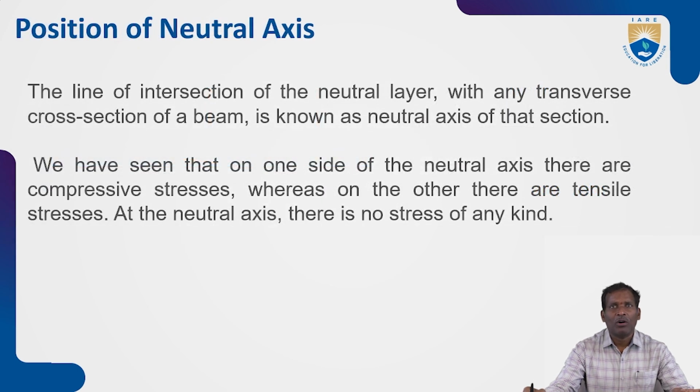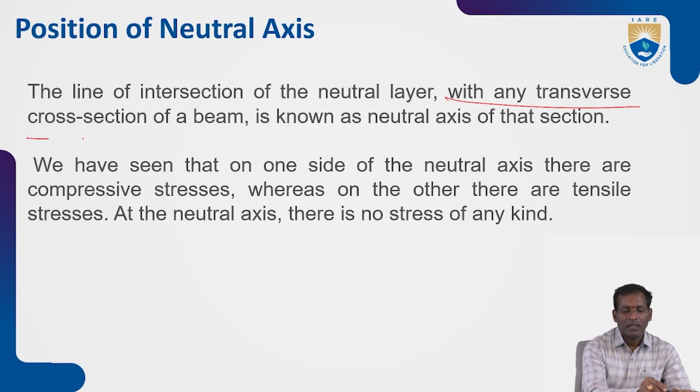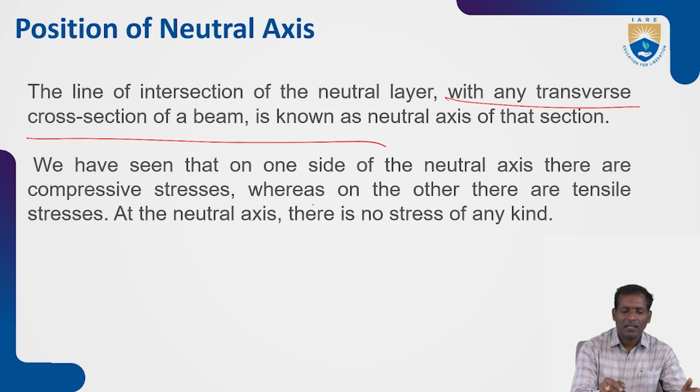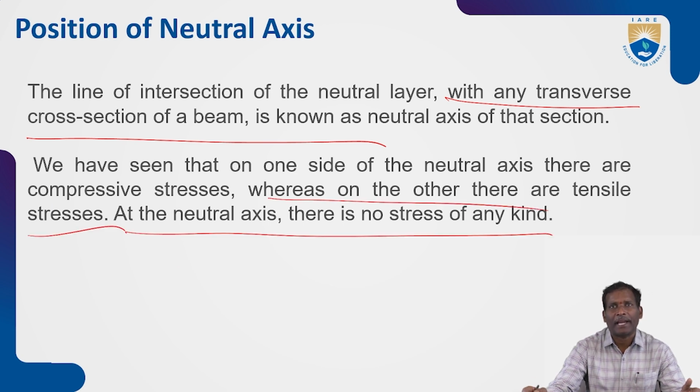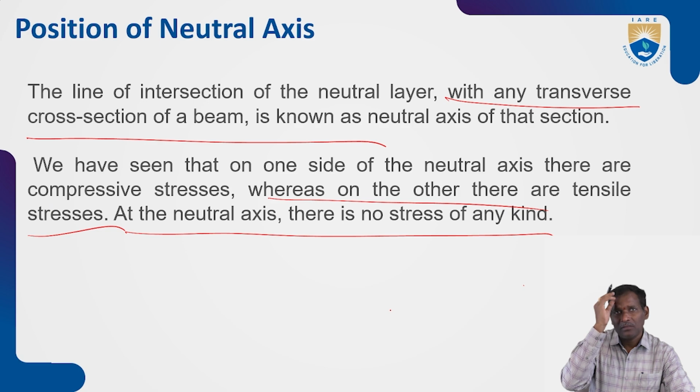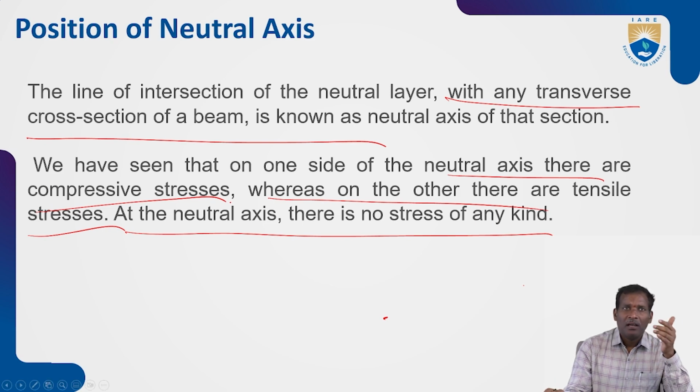The line of intersection of the neutral layer with any cross section of a beam is known as the neutral axis of that section. We have seen that on one side of the neutral axis there are compressive stresses, whereas on the other side there are tensile stresses. At the neutral axis there is no stress of any kind. In the previous beam, on one side of the neutral axis is tension and on the other side compression, but at the neutral axis there is no stress. Clear?